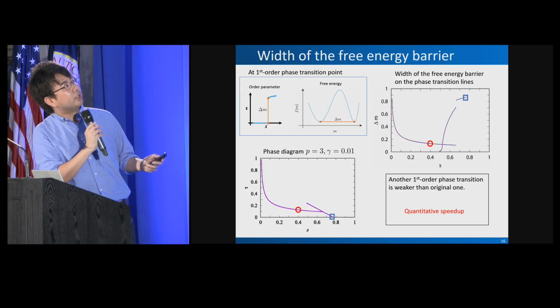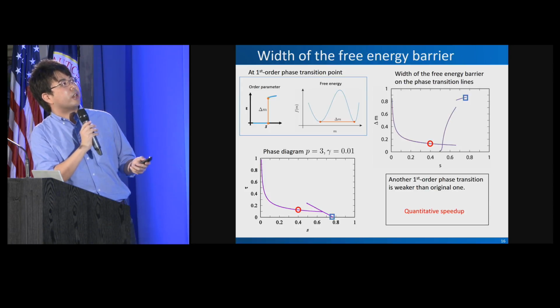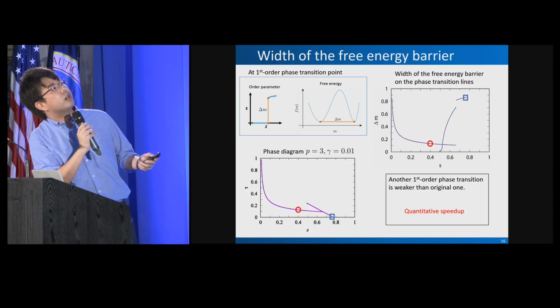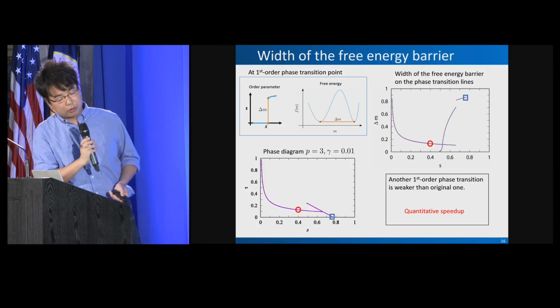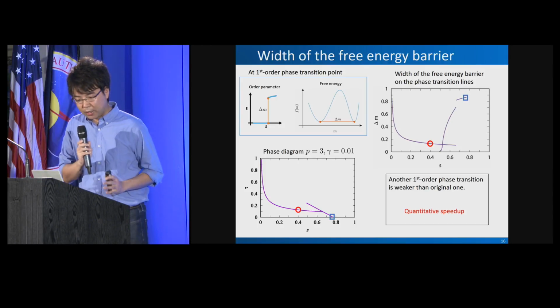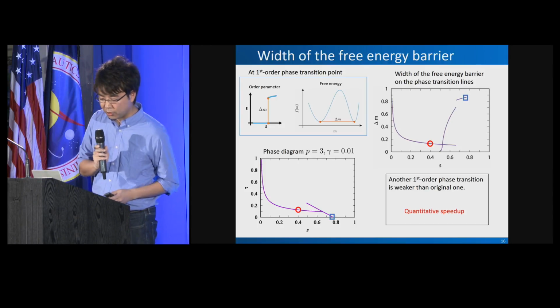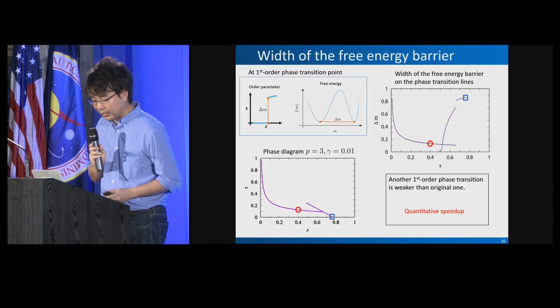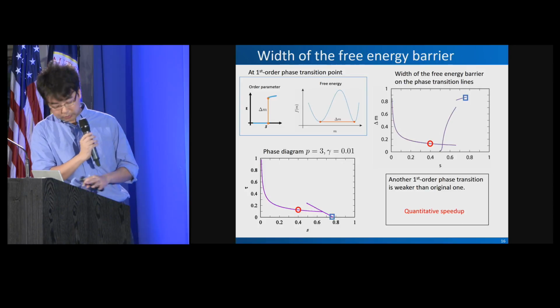At this point, the value of the width of the free energy barrier is 0.1 or 0.2 something. So this shows that another first order phase transition is weaker than the original one. So we can expect a quantitative speed up for this model.